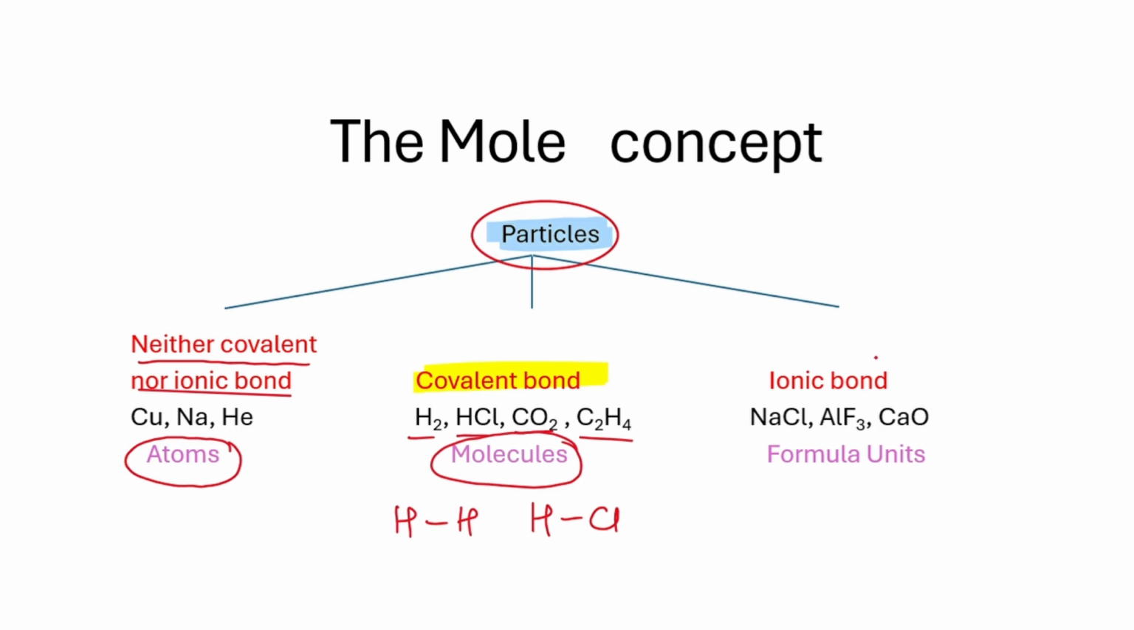And in case the substance given to us is ionically bonded, we can take the example of NaCl. Na is a metal and Cl is a non-metal. So a metal and a non-metal in ionic bond formation. The same is the case with AlF3 and CaO. So a metal and a non-metal, and here also calcium being a metal and oxygen being a non-metal. In this case, the particles being referred to will be the formula units.